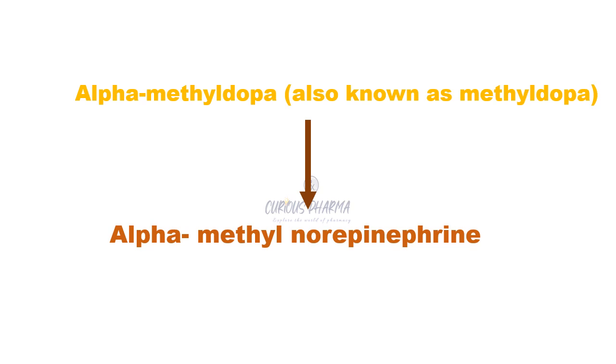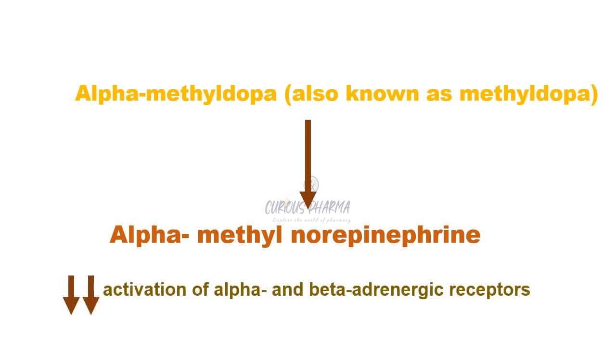norepinephrine. Alpha methylnorepinephrine acts by decreasing sympathetic nervous system activity, which leads to decreased heart rate and blood pressure. It does this by reducing release of norepinephrine from the sympathetic nerve endings, which decreases the activation of alpha and beta-adrenergic receptors in the heart and blood vessels.